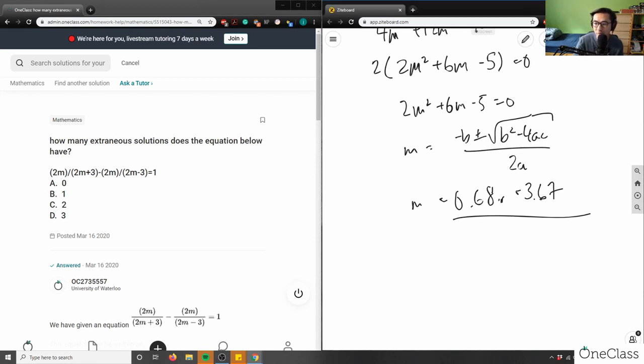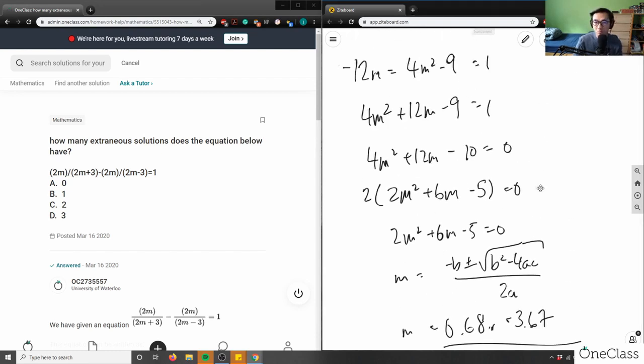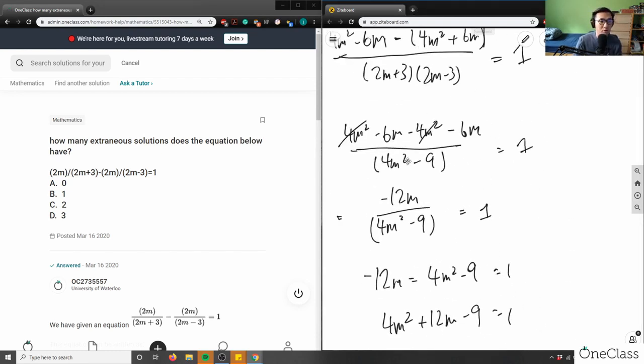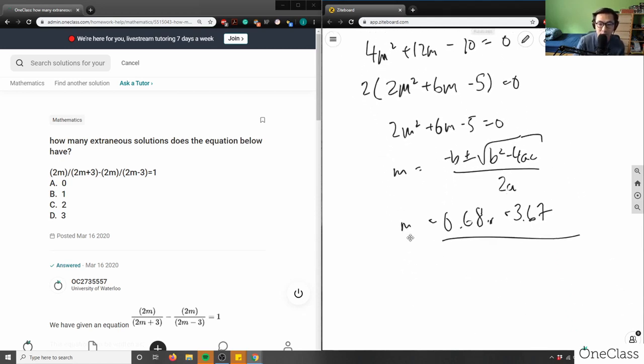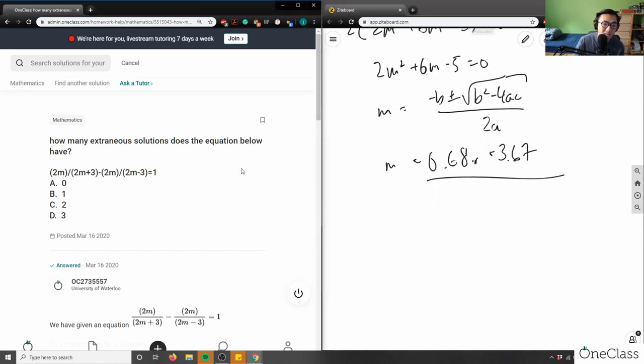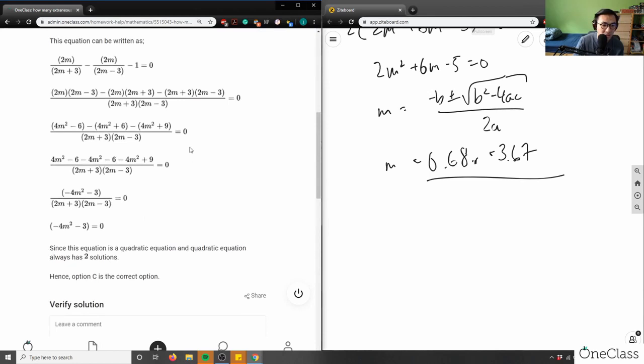We only know if a solution is extraneous if we could cross it out in a rational expression here. So when we talk about solutions here, 0.68 and negative 3.67 are indeed our solutions for this problem, but it's not particularly an extraneous solution. I didn't cross anything out in terms of my rational expression. So this question is kind of misleading, and this answer says, since this is a quadratic equation and a quadratic always has two solutions, that's not always correct actually. A quadratic could have 0, 1, or 2 solutions. Hence option C is the correct answer.